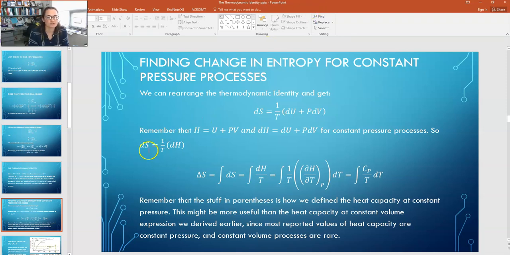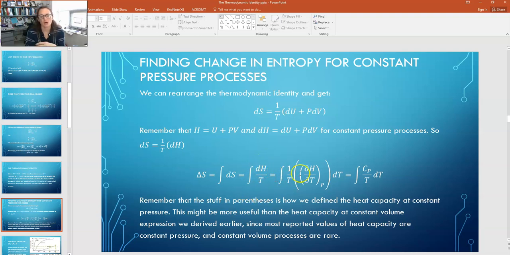Now, if I wanted the total entropy, I could integrate both sides of that expression. So I'm doing that here. Delta S, the change in entropy, would be the integral of ds. And then on the right-hand side, I would have the integral of dH over T. Now, I can break that out because here I've got some dependence on the temperature, usually in my entropy or in my enthalpy expression.